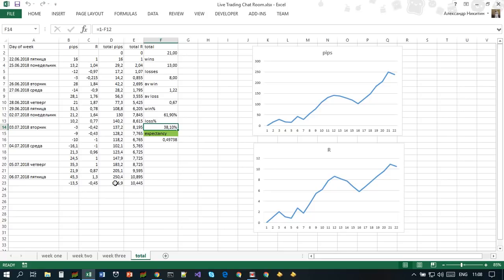Okay, so what did we generate overall? 236 pips, and we generated 10 R. What is an R? 1 R is the initial risk. So if you risk 1% in each and every trade, your 1% equals your R. So if you generated 10 Rs, it means you generated 10% on your account during the course of these 2 weeks and 1 day.